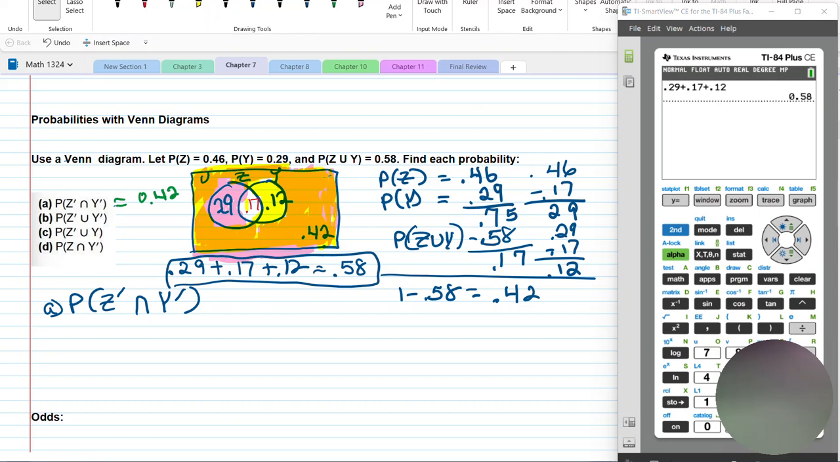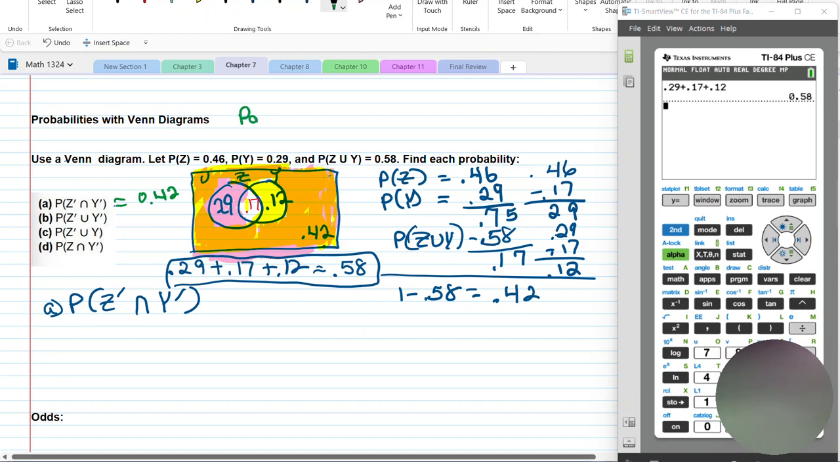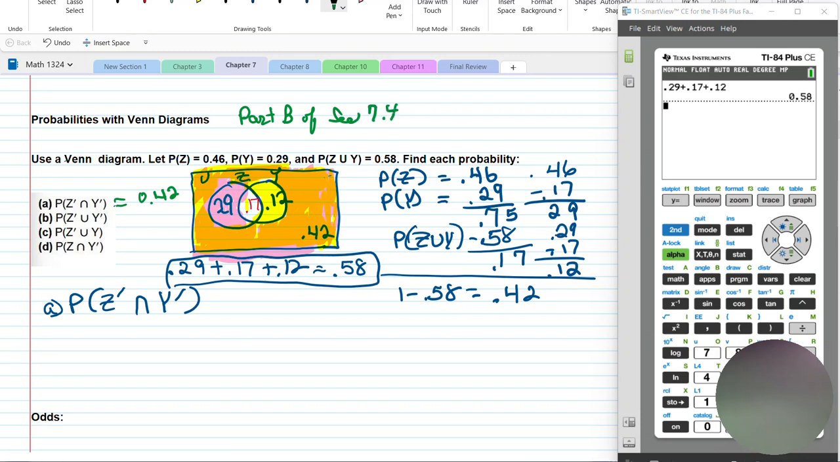All right, we left off. This is going to be part 2, or part B, of section 7.4. And what we came up with was 0.42, which is everything that's not in Z and not in Y.